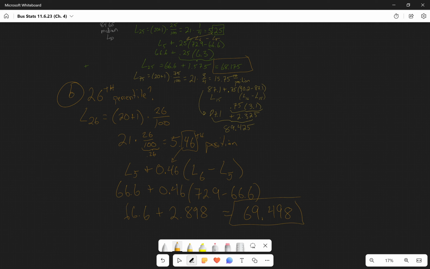So again, this stuff seems very easy when you're watching somebody do it, but once you start to actually test your own knowledge and your own ability to calculate these percentiles, you'll find that it's a bit more difficult.